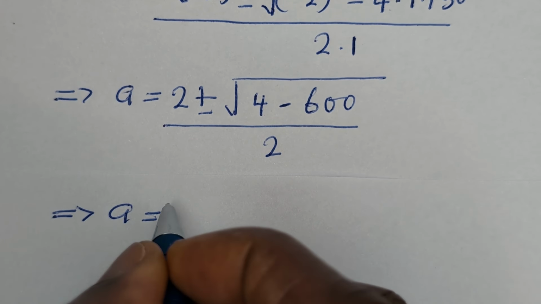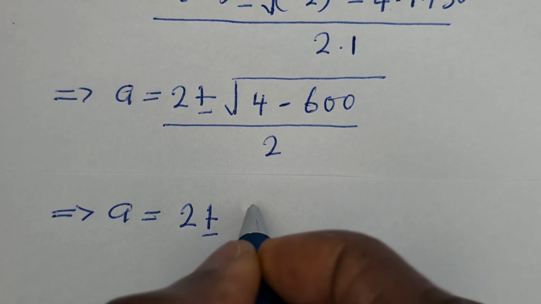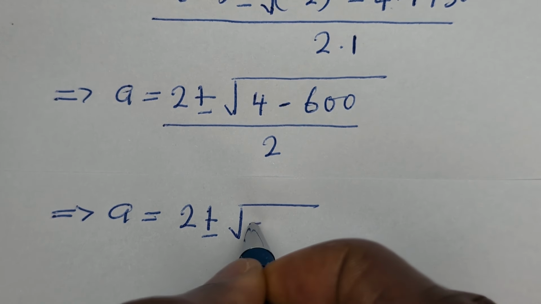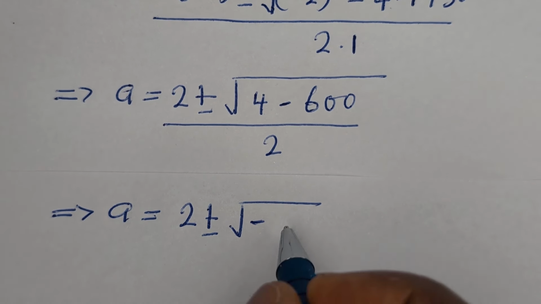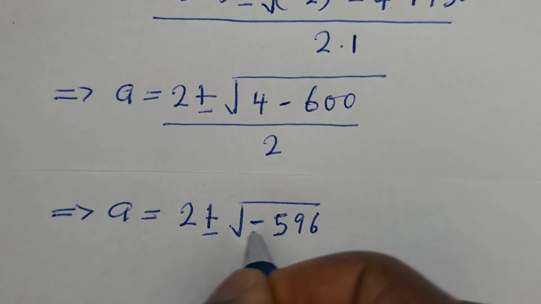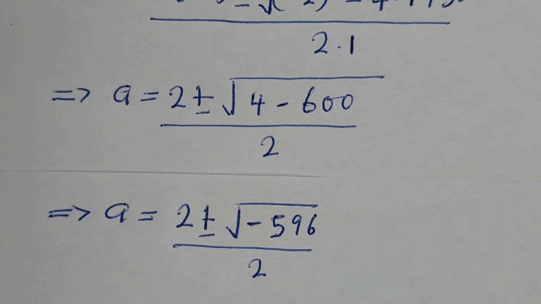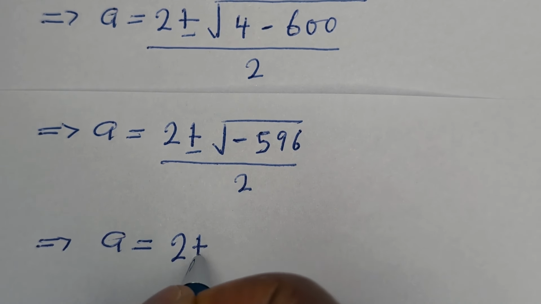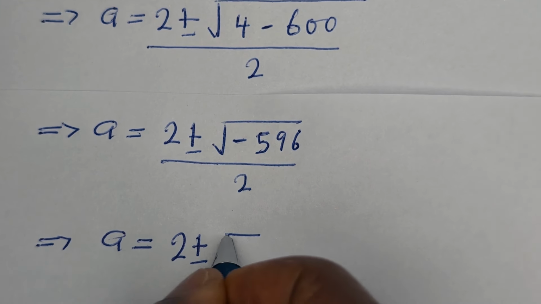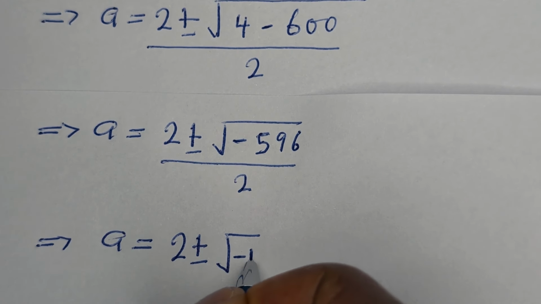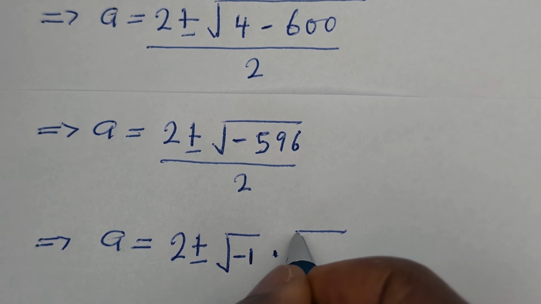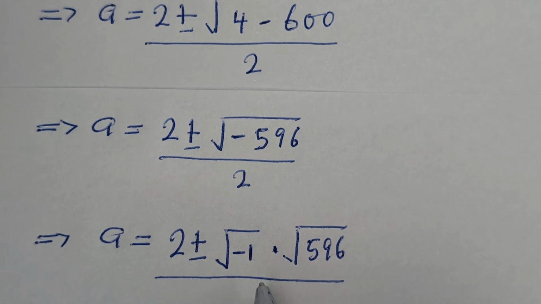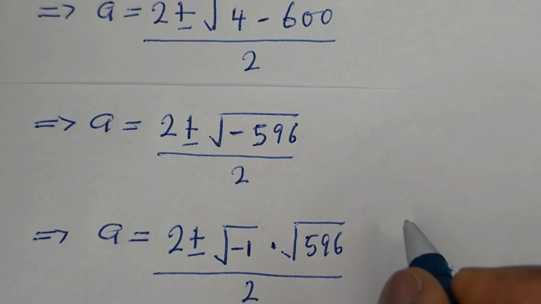a is equal to 2 plus or minus square root of 4 minus 600, that is minus 596, over 2. a is equal to 2 plus or minus, this can be written as square root of minus 1 multiplied by square root of 596, then over 2.